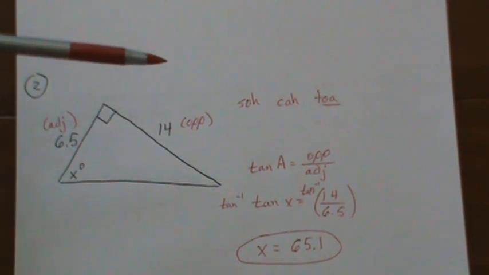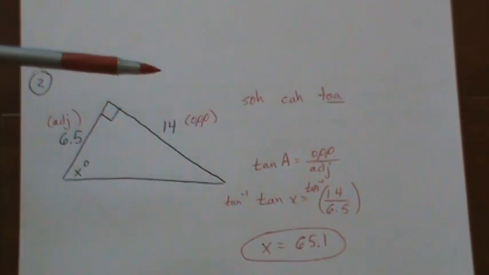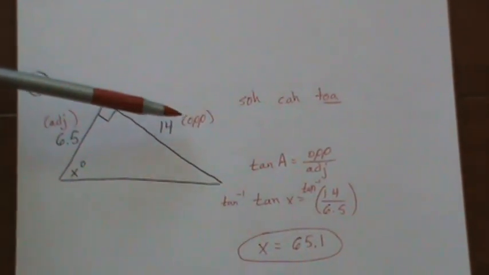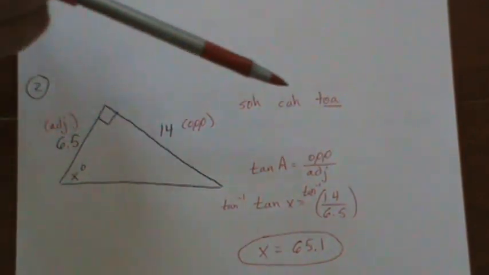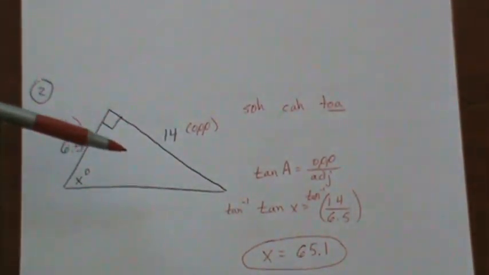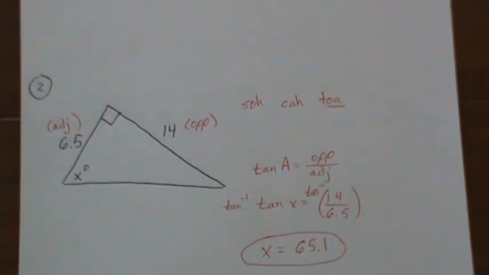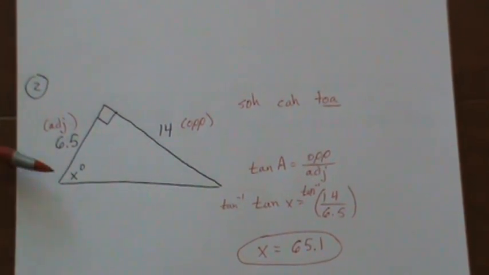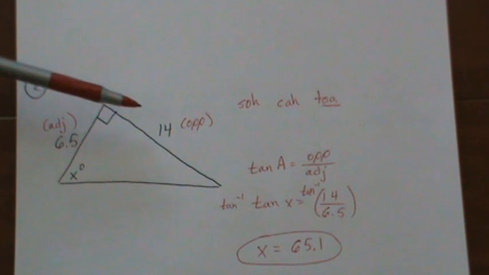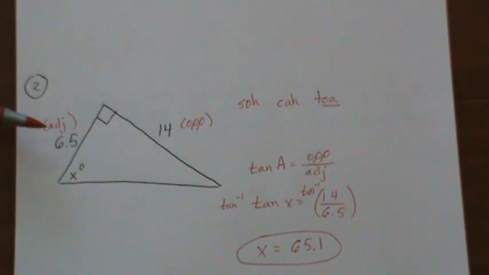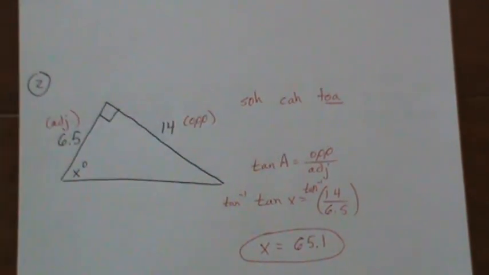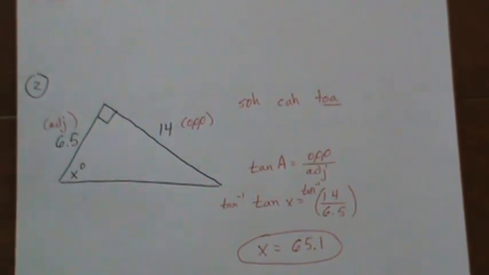So we look at our mnemonic again, SOHCAHTOA. The only one that has an O for opposite and an A for adjacent is that TOA. So we write down our tangent formula. Tangent of the angle equals opposite over adjacent. In this case, tangent of x equals the opposite 14 over the adjacent 6.5. And to solve for x, we take the inverse tangent of both sides. When we put that in our calculator, we get 65.1.